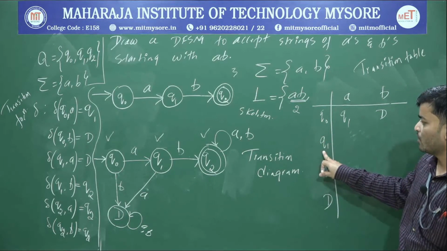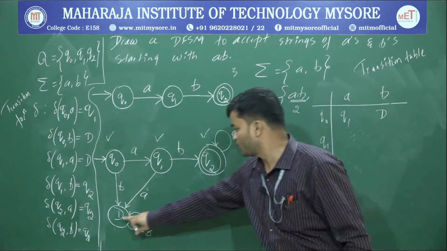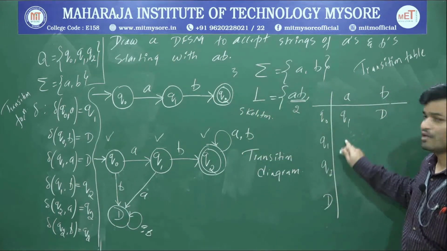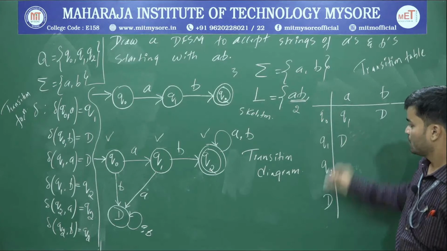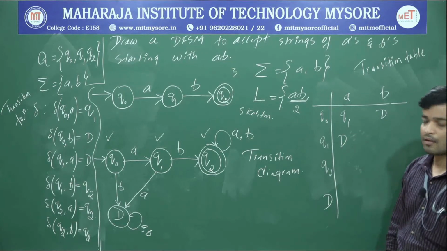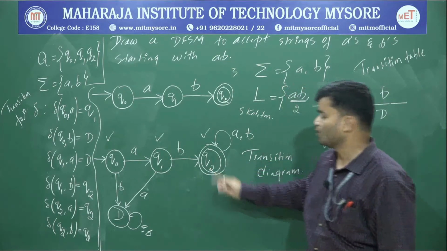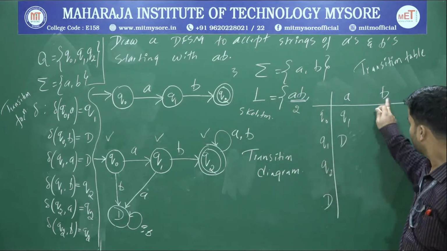So next, go with Q1. What is Q1 upon A? Dead state. So Q1 upon A is dead state. What is Q1 upon B? Q2. Q1 upon B is Q2.